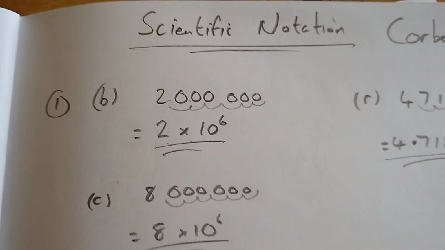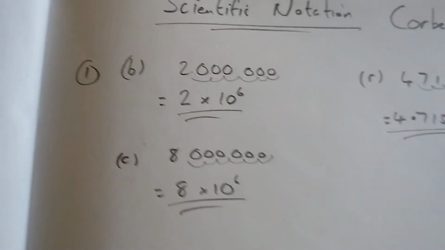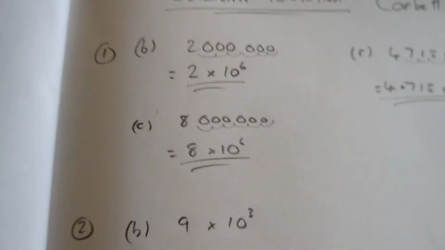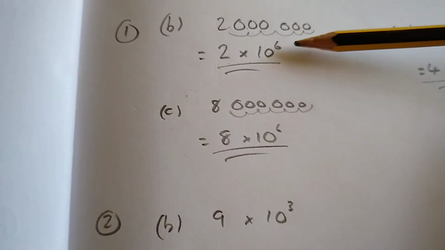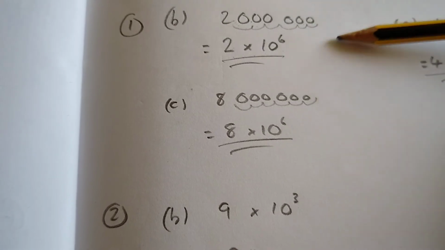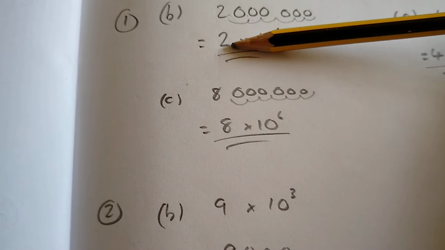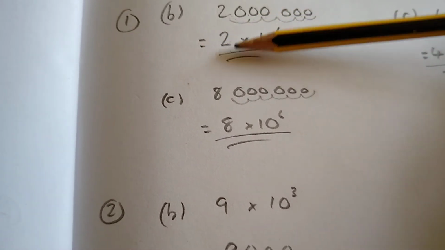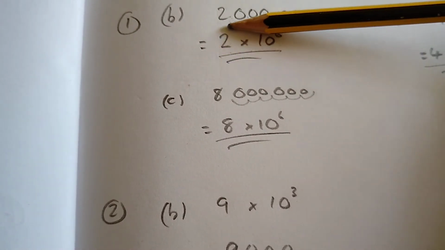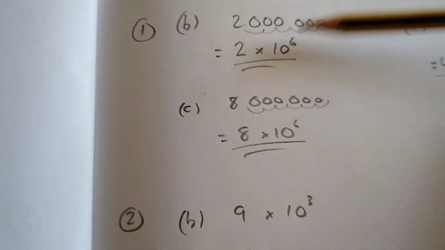Hi, scientific notation and how it works, just using Corbett Maths worksheet 300. So basically scientific notation is used to write very large or very small numbers. Normally numbers larger than 2 million, but let's have a look at how it works. So what we need to do, we need to write it as a number between 1 and 10. So 2 is definitely between 1 and 10, multiplied by 10 to the power something.